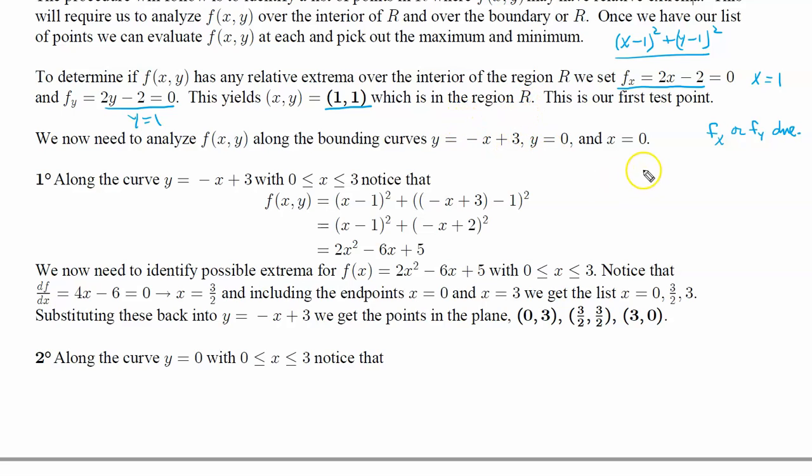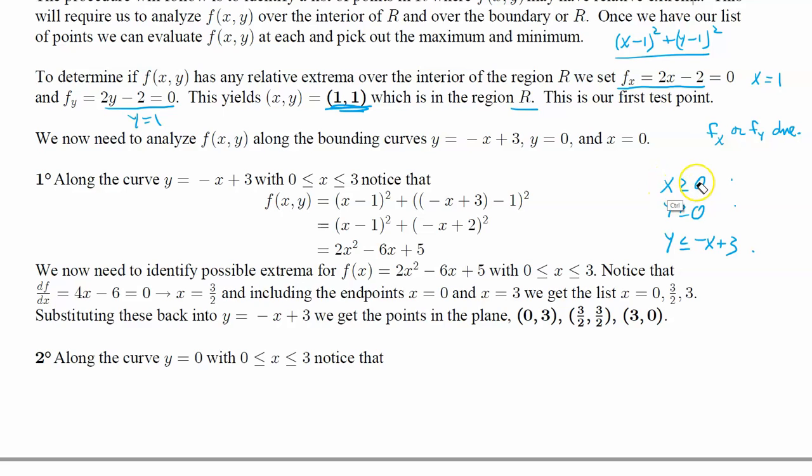Notice that it does satisfy all three conditions for the region R. Remember, x had to be bigger than or equal to 0, y had to be bigger than or equal to 0, and y had to be less than or equal to negative x plus 3. And this point does satisfy each of these three conditions. So it is in the interior of R. Now what we need to do is identify critical points along the boundaries.